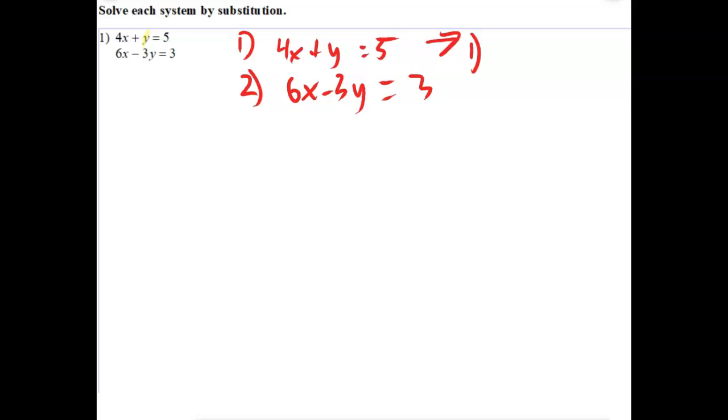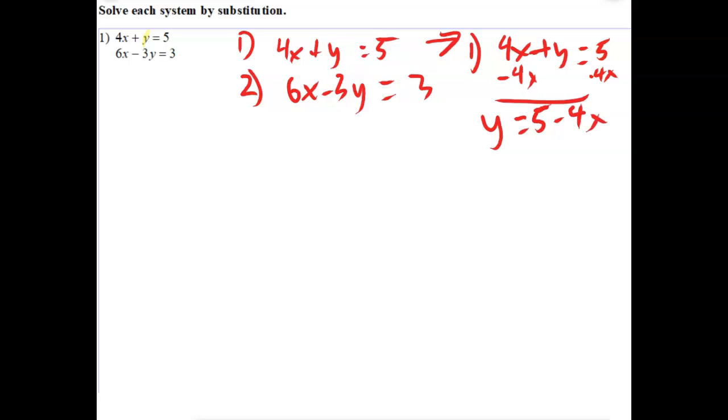And I'm going to do that by subtracting 4x from each side. So when I subtract 4x, what I get is y equals 5 minus 4x. I can use this instead of the original equation because it's the same relationship. Now what I have is this y, and I have a y in the second equation.